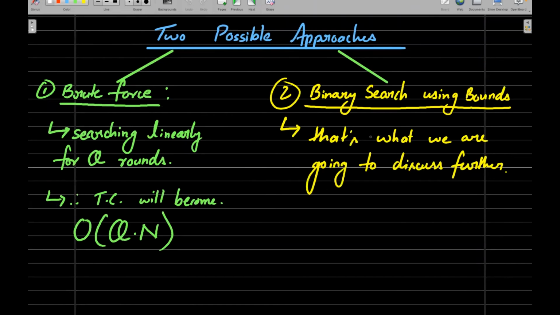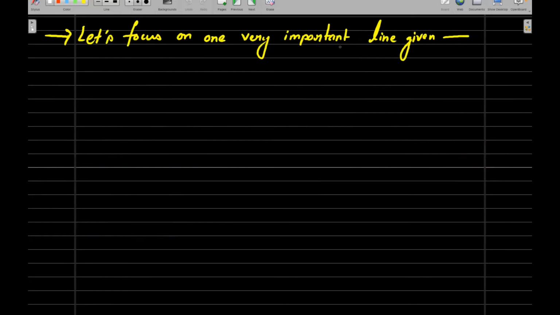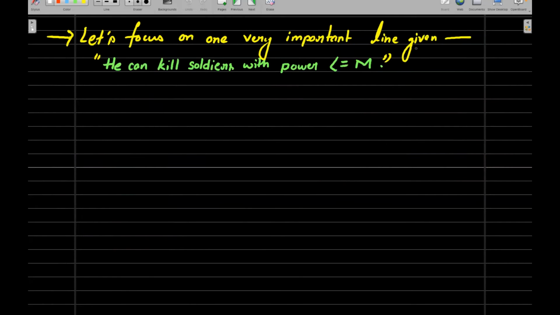That's what we are going to discuss further, because I am pretty sure that you already know how to implement the brute force approach. So let's focus on one very important line which is already given in the question, because that's what we have built our whole binary search approach around. The line is: he can kill soldiers with powers less than or equal to him.